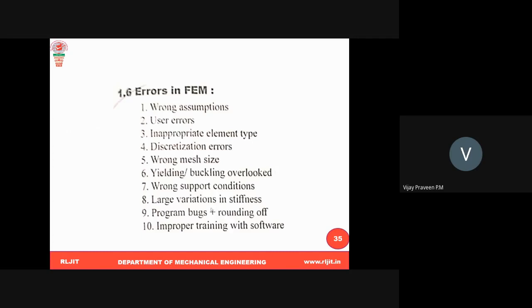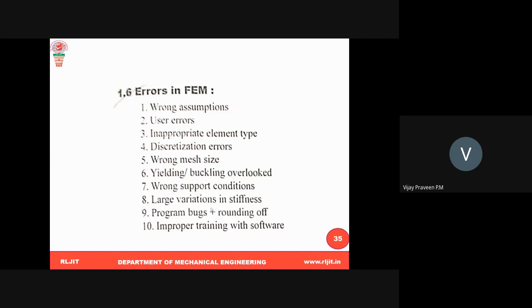That is unavoidable. If you choose an inappropriate element, there are different types of elements for different types of application. If you use an improper element, then error will also come. Discretization matters a lot here, as I said. Discretization is the main principle. If it is not done properly, you get an error. Wrong meshing size comes under discretization again. And with a wrong support condition, if the boundary condition is not properly used, for example if instead of hinge you take fixed, or roller support, then errors will be introduced.